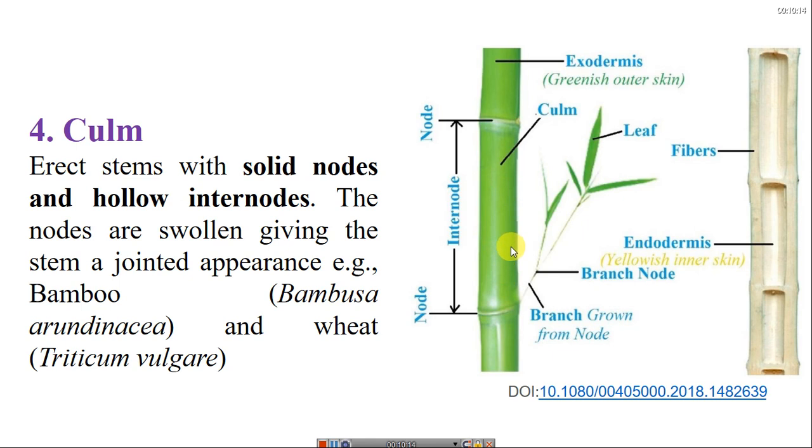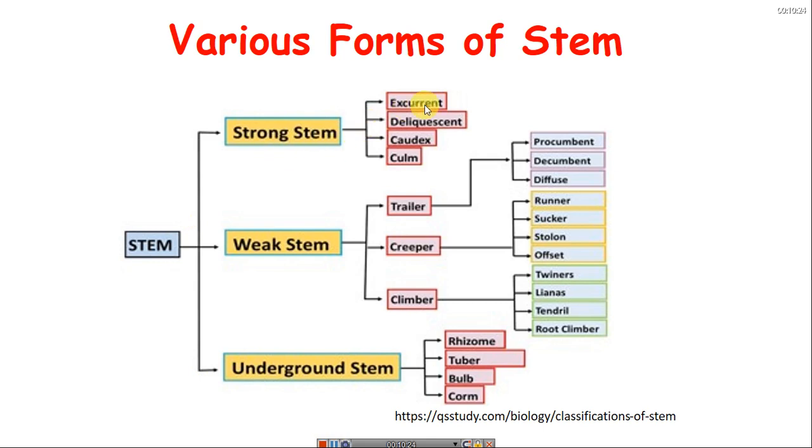So we have Bambusa and Triticum vulgare as examples of culm. So we have completed excurrent type, that looks like a Christmas tree, deliquescent, that looks like a dome, caudex, that looks like a coconut tree, right? And culm, and the example you must remember is the bamboo.